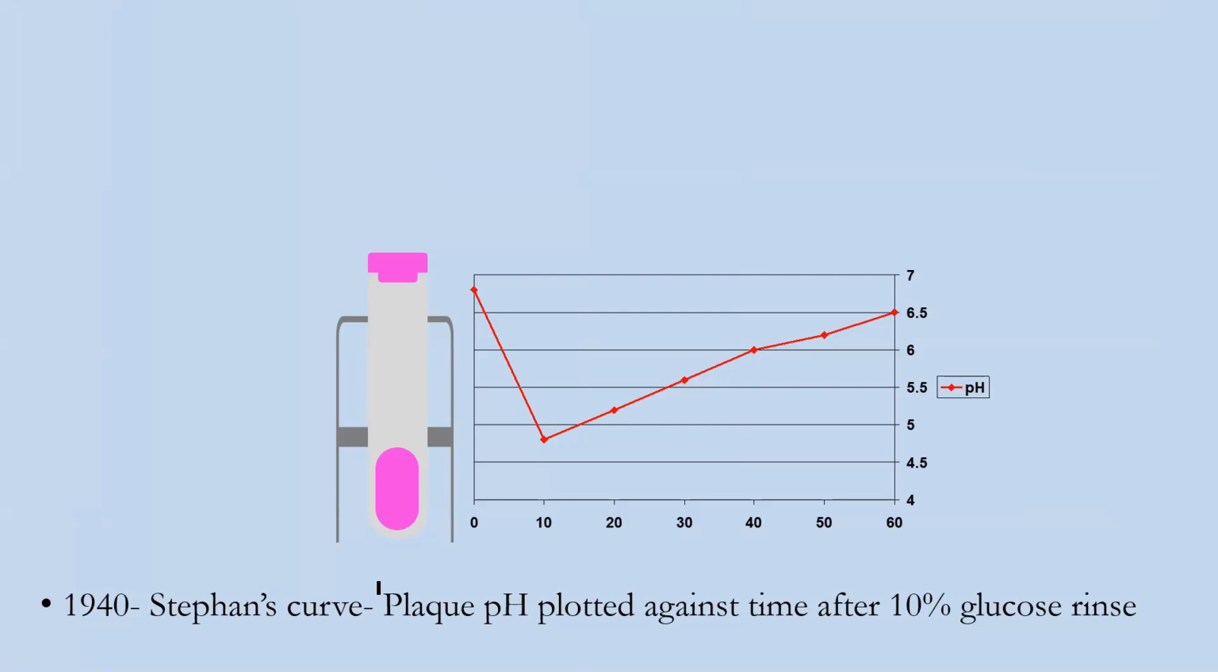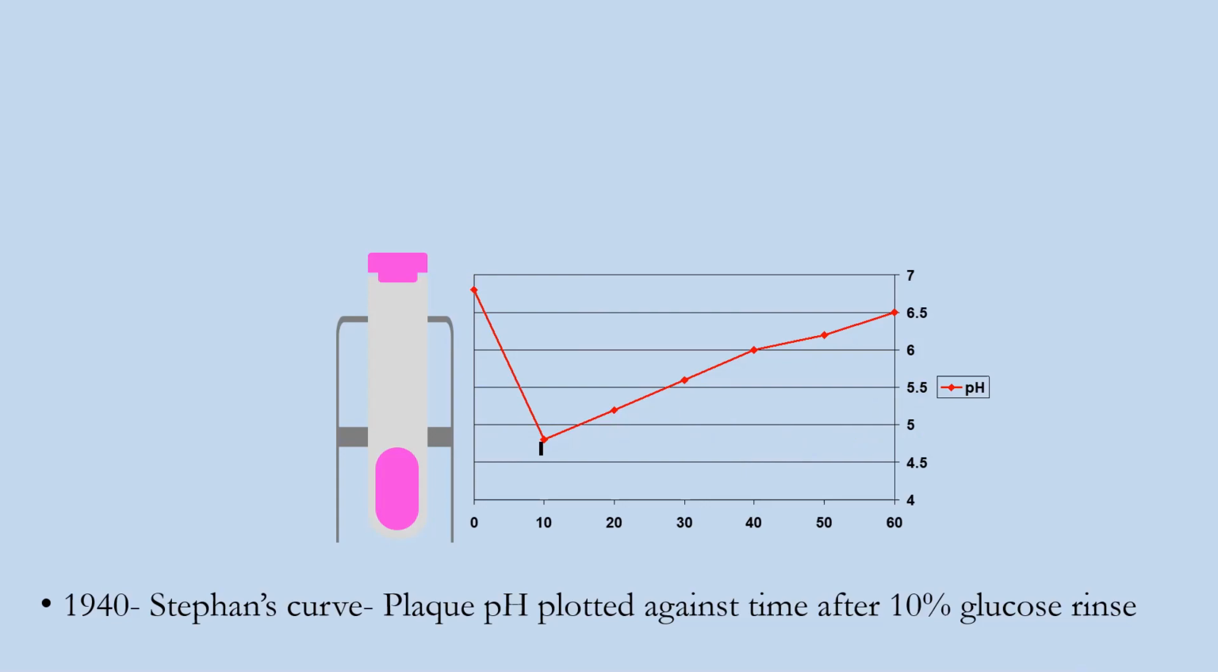So let's see what happens after a 10% glucose rinse. We know that the pH of normal saliva is around 7. It is alkaline in nature, but as soon as the glucose rinse is given, the pH starts dropping, and within a few minutes it goes below 5, which is the pH at which caries occurs, basically. Below 5.5 is when caries starts occurring, and here you can see that it has gone even below 5.